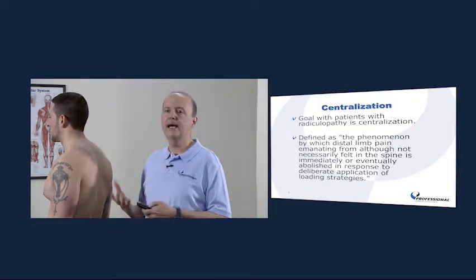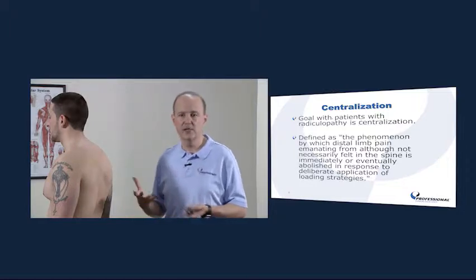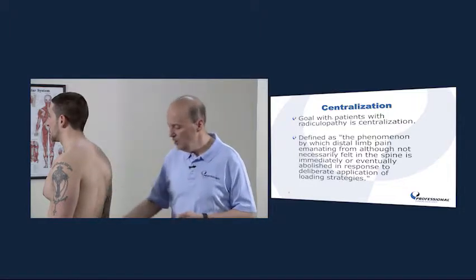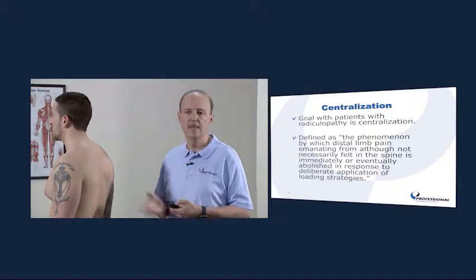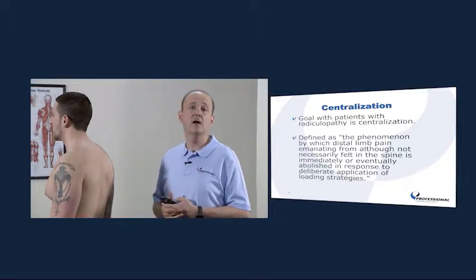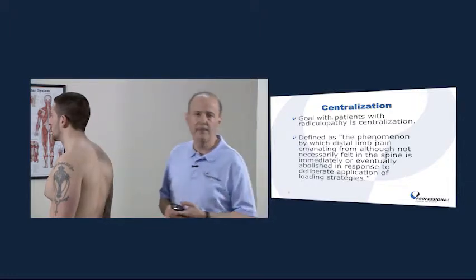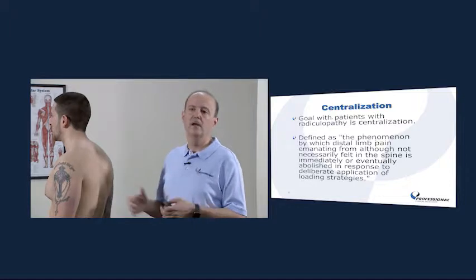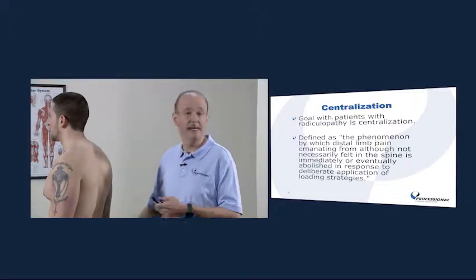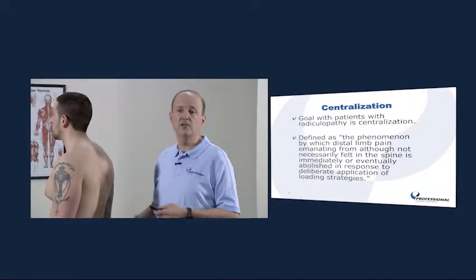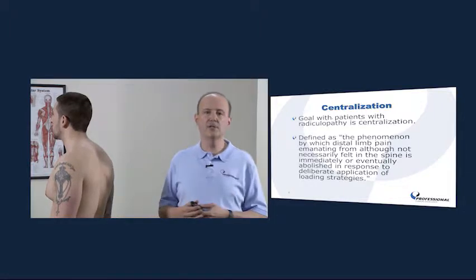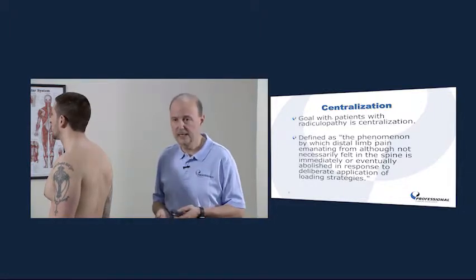Now, if somebody has a directional preference, centralization is key. So the goal is somebody who has something that's peripheralized. Centralization is what we want to talk about. Centralization is a phenomenon in which pain that's either emanating from the spine but might not be felt there is abolished in response to deliberate application of loading forces, and that's key.